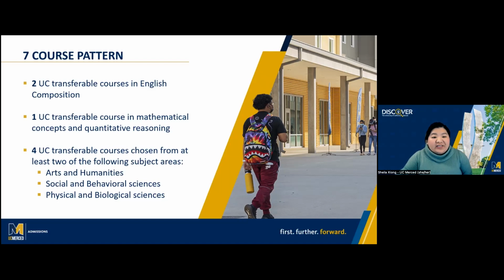One last thing I'd like to note about the 7-course pattern is that the courses must be UC transferable. Therefore, when you are choosing courses to fulfill the 7-course pattern, please double check on assist.org to see if the course is UC transferable.